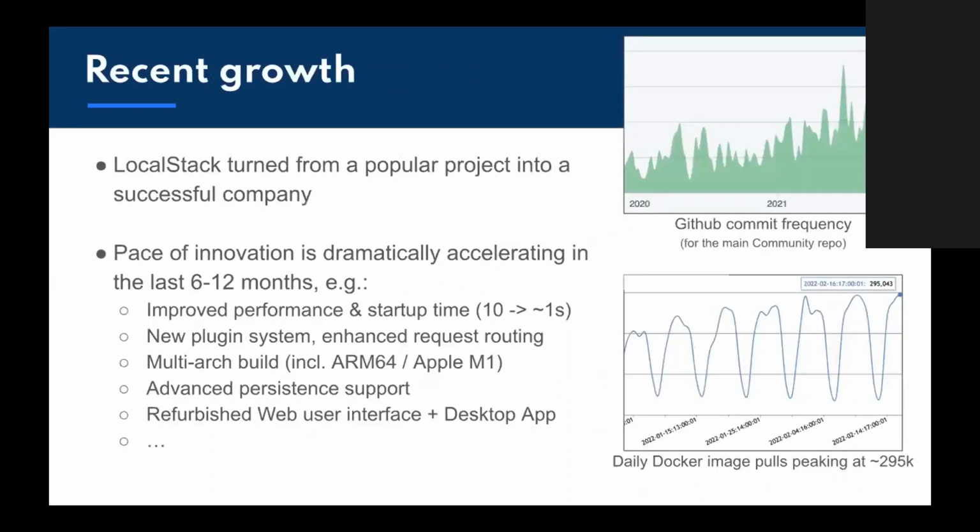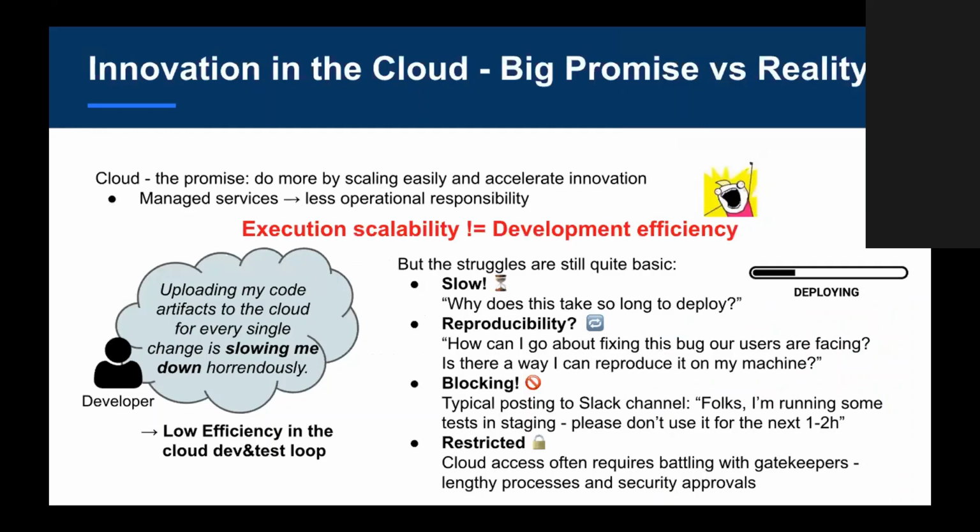Just to give a quick overview, in the last 6 months we've really been able to improve the performance and startup time from 10 seconds to less than 1 second. We have a new plugin system and support multi-arch builds. For example, if you're using an Apple with an M1 processor, we have advanced persistence support now in our product, and also a completely refurbished web user interface, and a desktop app that we just recently launched, which I will touch upon later in the presentation. So really, we've turned from a popular open source project into a company, and we're very excited to tackle the problems that we see in the cloud developer space.